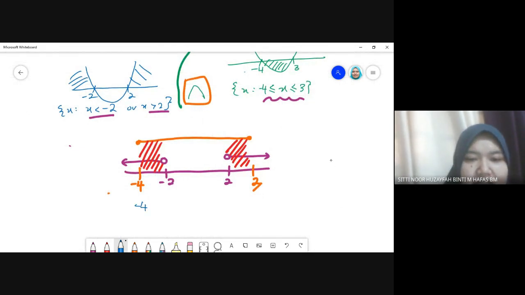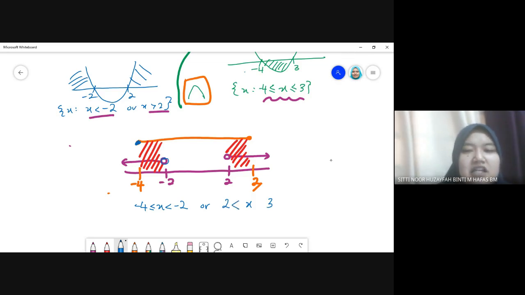-4 kurang atau sama dengan x kurang daripada -2. Sebab apa? Sini titik, sini bulat. Kena betul lah kat situ. Ataupun satu lagi set jawapan adalah 2 sampai 3. Tapi 2 ni termasuk tak? Tak. So less than saja. 3 termasuk? Termasuk. So dia ada equal sign.